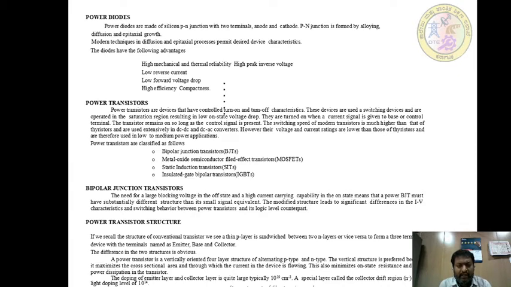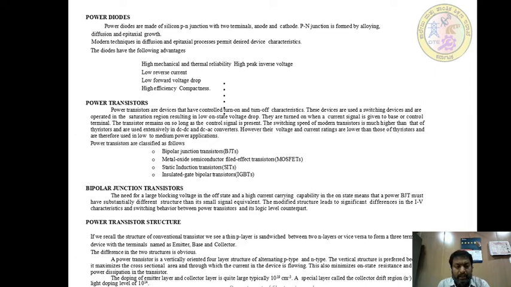So if we move on to the next, power transistors are also devices that have controlled turn on and turn off characteristics. These devices are used as switching devices and are operated in the saturation region, resulting in a low on-state voltage drop. They are turned on when a current signal is given to the base or control terminal. The transistor remains on as long as the control signal is present. The switching speed of modern transistors is much higher than that of thyristors, and they are used extensively in DC to DC and DC to AC converters. Remember this. However, their voltage and current ratings are lower than those of thyristors, and therefore they are used in low to medium power applications.